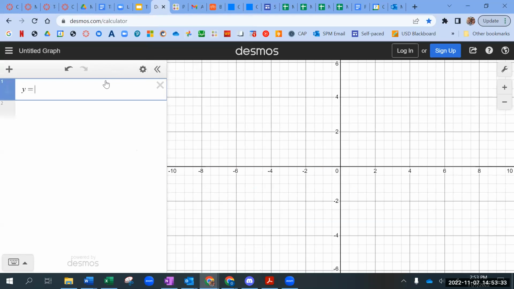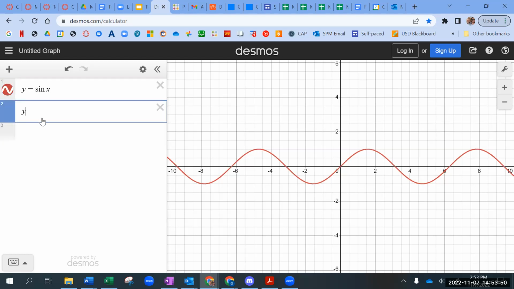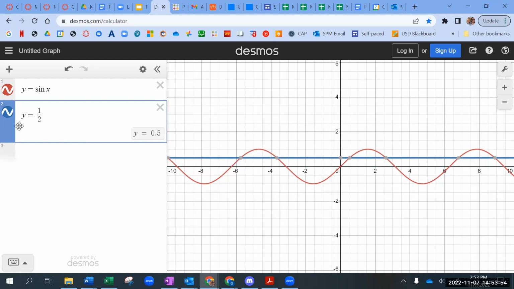Let's look at y equals sine of x. Notice it passes the vertical line test, so it is a function. However, it does not pass the horizontal line test. If I graph y equals 1/2, for example, you can see it crosses many, many times.